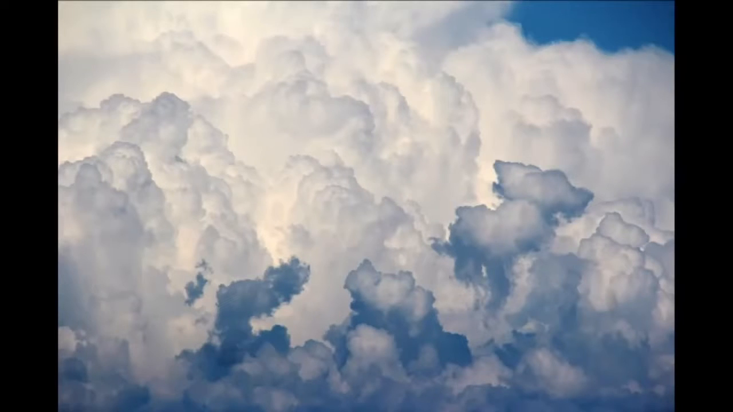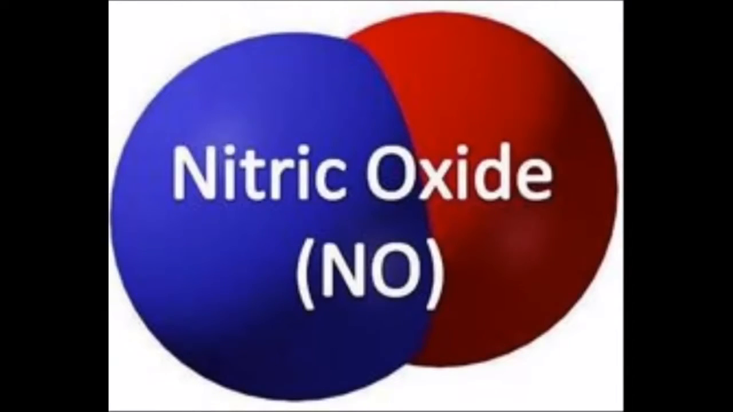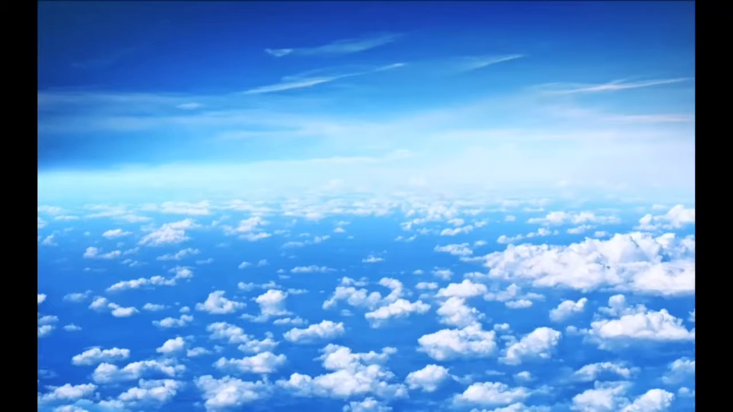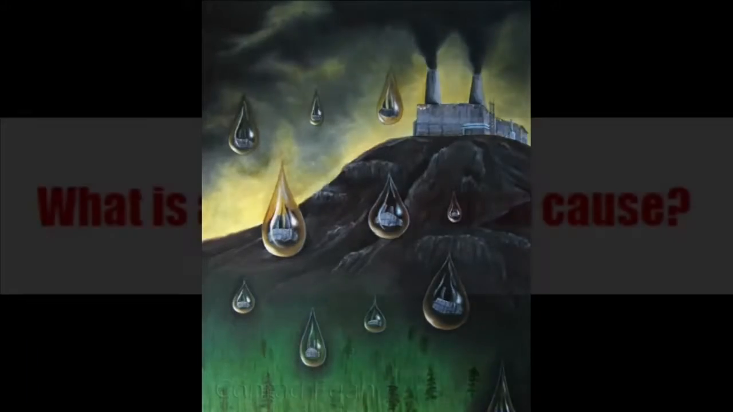Acid rain is created within water vapor or clouds when nitric oxide, sulfur dioxide, and carbon dioxide, though very weak, are released high into the atmosphere. They mix and react with the water, oxygen, and other chemicals, which then creates acid rain.